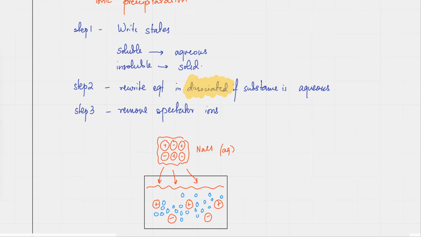So when NaCl is aqueous, the sodium ions and the Cl ions are now scattered. They're separate now. That is what is meant by dissociated form. Anything that's aqueous, specifically if it's got ions, the ions are going to get scattered and are no longer going to be together. So instead of writing Na and Cl together, you're going to write Na ions and Cl ions separately because now they're dissociated.